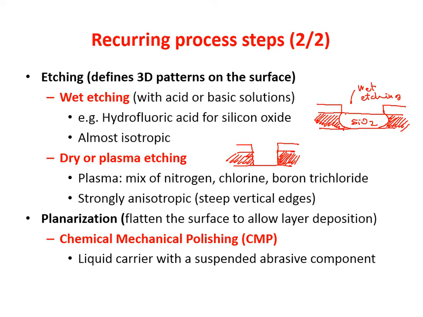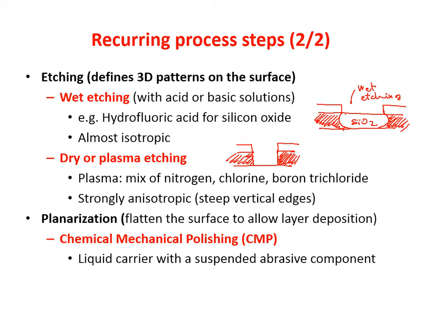The other important process is the planarization. Because in practice, you need to have several layers on top of the other. And when you do processes like this, for example, the etching, you obtain a structure that is not really planar. So it's difficult to grow many layers, one on top of the other, because at some point you have something that is not planar at all. And this planarization process allows to flatten the surface and allow the deposition of the subsequent layers.